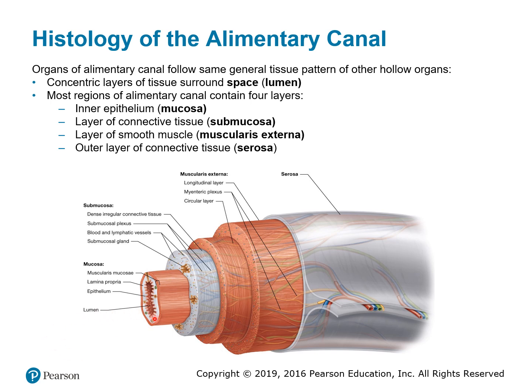Now, the regions of the alimentary canal have 4 layers. The inner epithelium, which is the mucosa, which will be this here. You have the submucosa, which is a layer of connective tissue, which is here, this white part. You have the layer of smooth muscle, or muscularis externa, which is these two here. And then you have the serosa, which is the outer layer part.